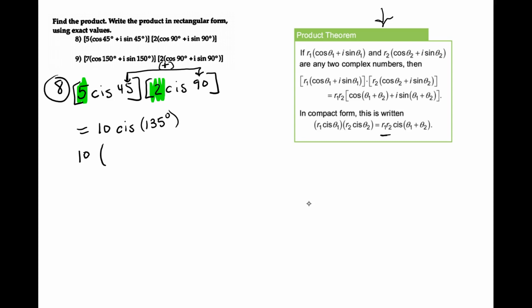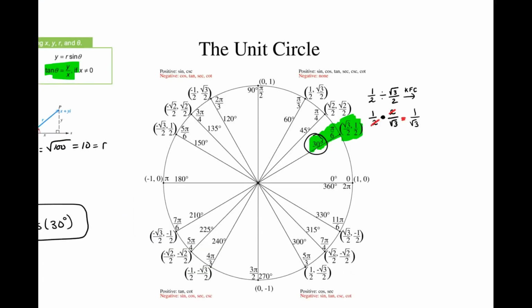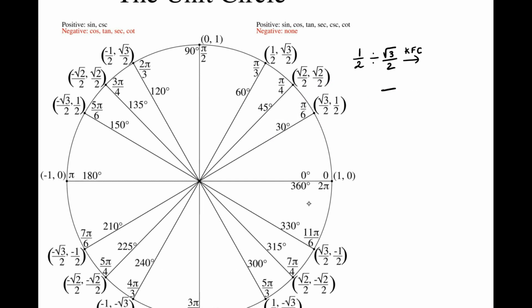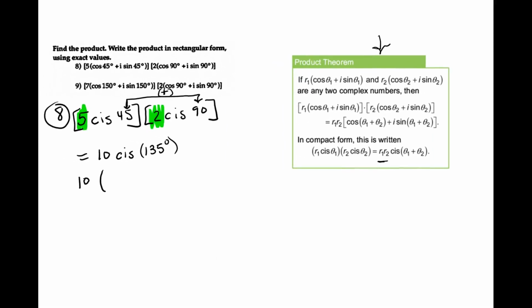Cosine of 135. Let's take a look at our unit circle. Cosine of 135 is somewhere over here. Let me erase this. Cosine of 135 right here is negative square root of 2 over 2. This is the cosine, and this right here is the sine. We're going to need both of those. So let's take a look at our example back over here. The cosine again being the negative square root of 2 over 2, and we're going to add the imaginary, and then the sine again being the square root of 2 over 2, looking something like that.